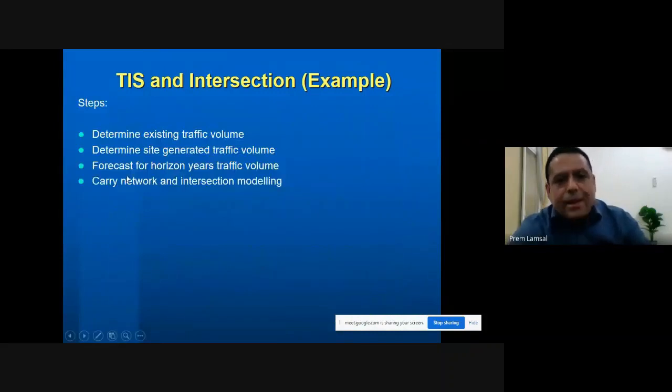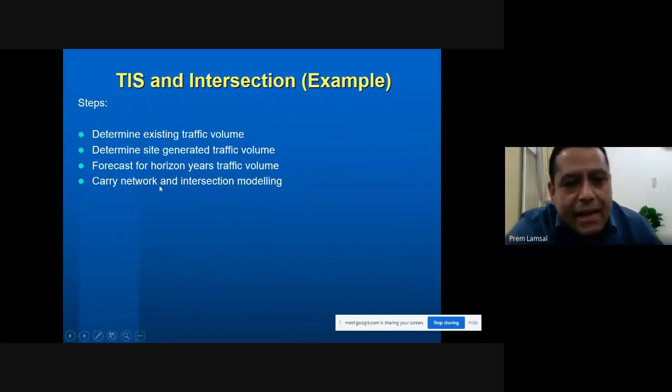And again, we forecasted the traffic volume for the horizon years. For example, if you are operating in 2030, what is happening? If you are operating in 2040, what is happening? If you are operating in 2050, what is happening? What will be the growth? We added this growth, and we carried out network and intersection modeling using software.